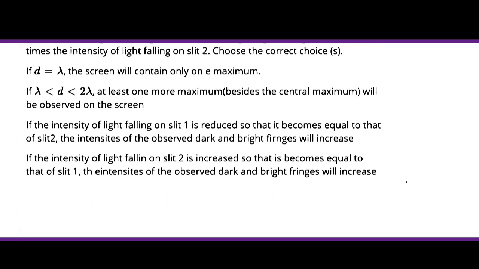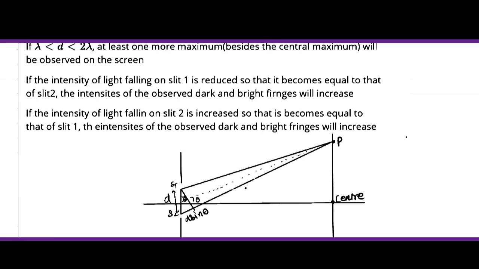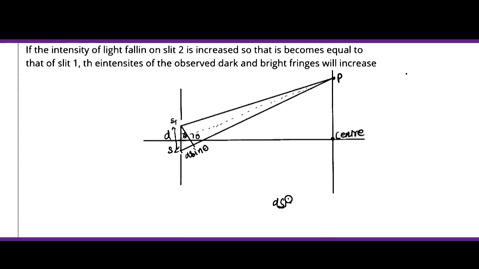So we have to check which of these options are correct. Let us make the Young's double slit experiment first. This is the diagram for the Young's double slit experiment. This is source S1 and this is S2, and the distance between S1 and S2 is d. This angle is theta, and P is the point where we are going to find the intensity. The path difference is d sin theta, so d sin theta is equal to n lambda for maxima. This is the condition for maxima.